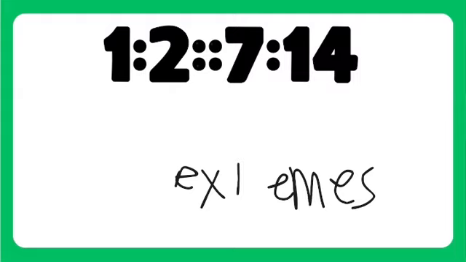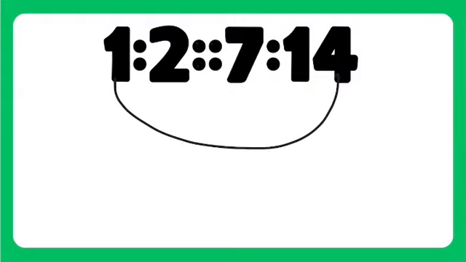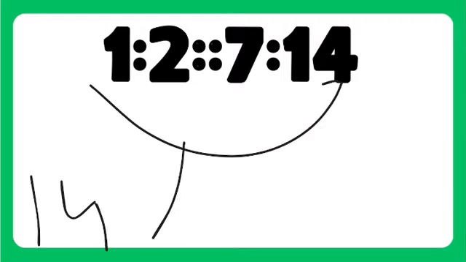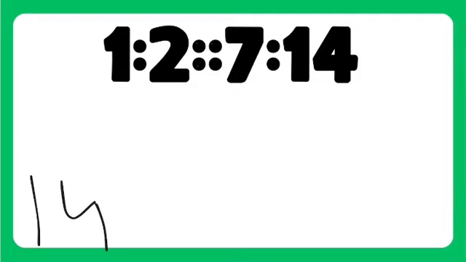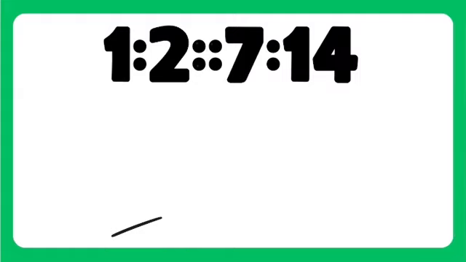So now if you have two ratios and they are put in this proportion, and you have to check whether they are in proportion, what you do is you multiply the extremes and you multiply the means, and if they give you the same answer, then the ratios are in proportion. So 1 times 14 is just 14, and 2 times 7 is also 14, and 14 is equal to 14. So these two ratios being in proportion, this is a true statement. It is true.